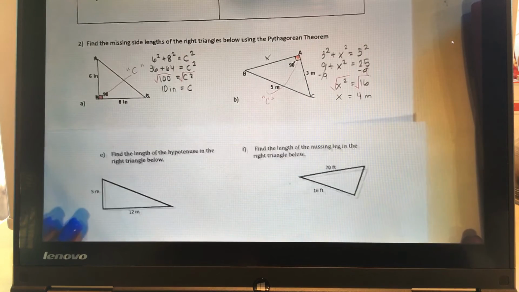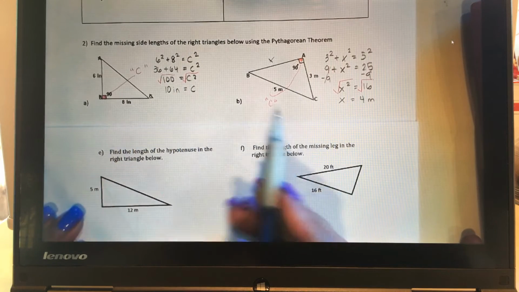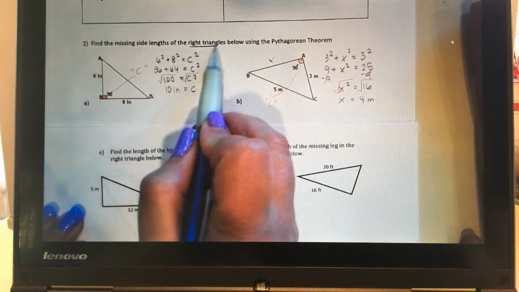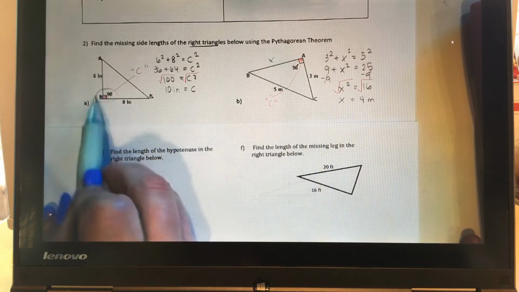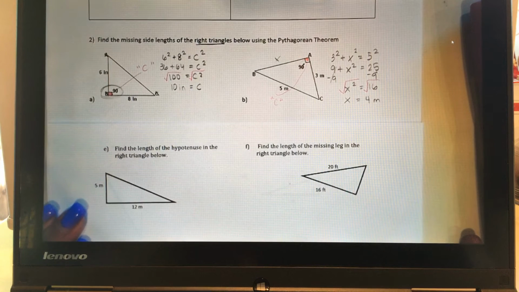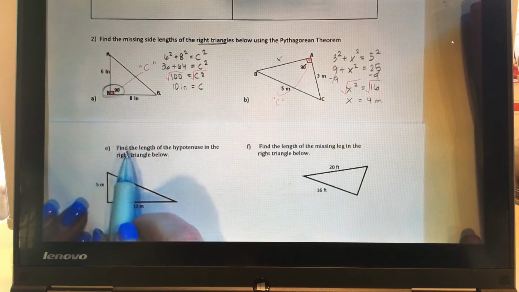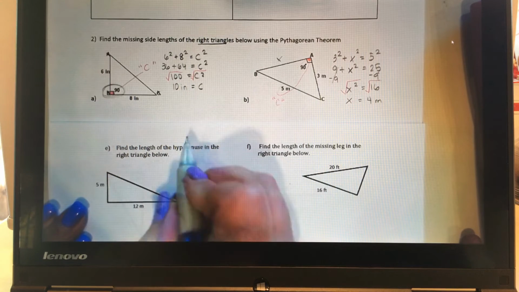So we saw with A and B that these definitely were right triangles. We were told right there in the sentence. We saw that notation there. So again, we really have to look at the wording with the problems, because it could be that they're giving us more information than what's just in the picture. So example E says, find the length of the hypotenuse.